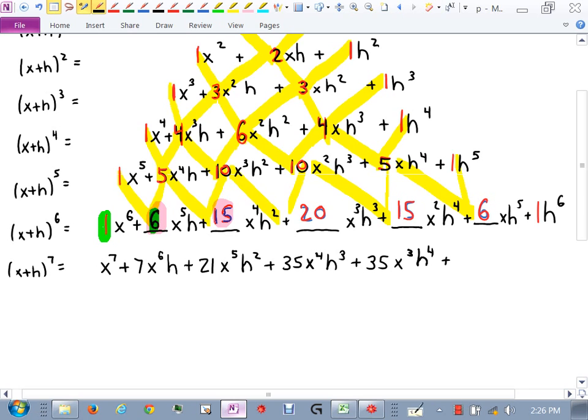So now I'm at what? 21 again? X squared h to the fifth, and then we're almost there. Plus 7x h to the sixth, and then finally plus h to the seventh. I'm out of room.